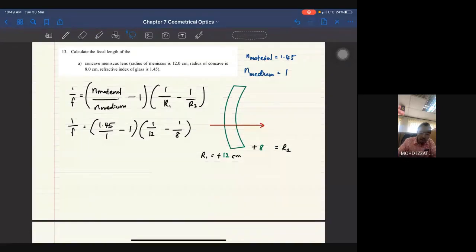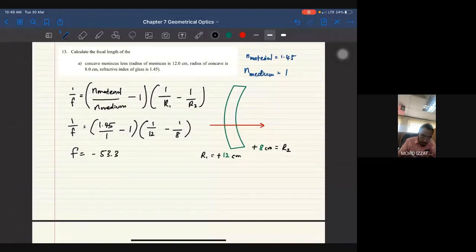Okay, so as your homework, maybe kamu boleh try buat. Nanti kamu buat kalau arrow dia ke kiri pula. So, can you compare the answer or not? Sama tak jawapan ni? In this case, I think you should get negative 553.33. Jangan lupa 1/ tu. So, the negative here means this one is actually your diverging lens.